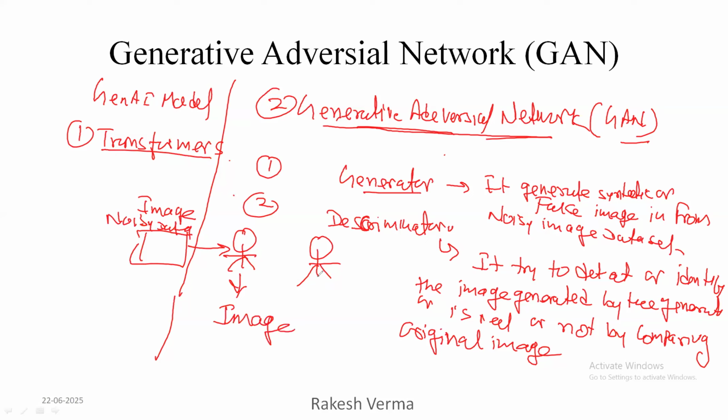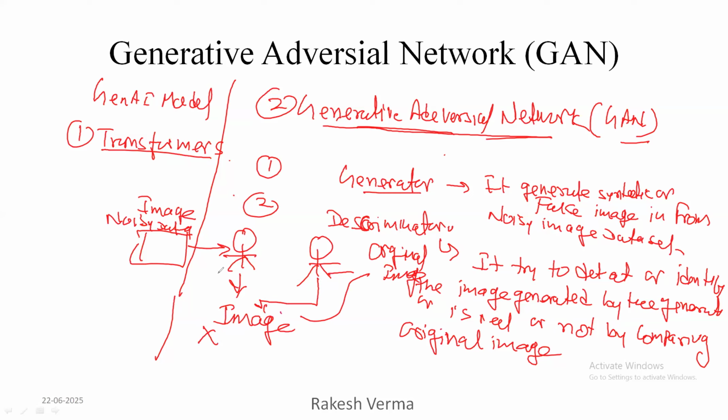Generate one image. What does the discriminator say? The discriminator will try to check this image and compare it with the original image. It compares both images and says whether this image is a fake or forgery image.